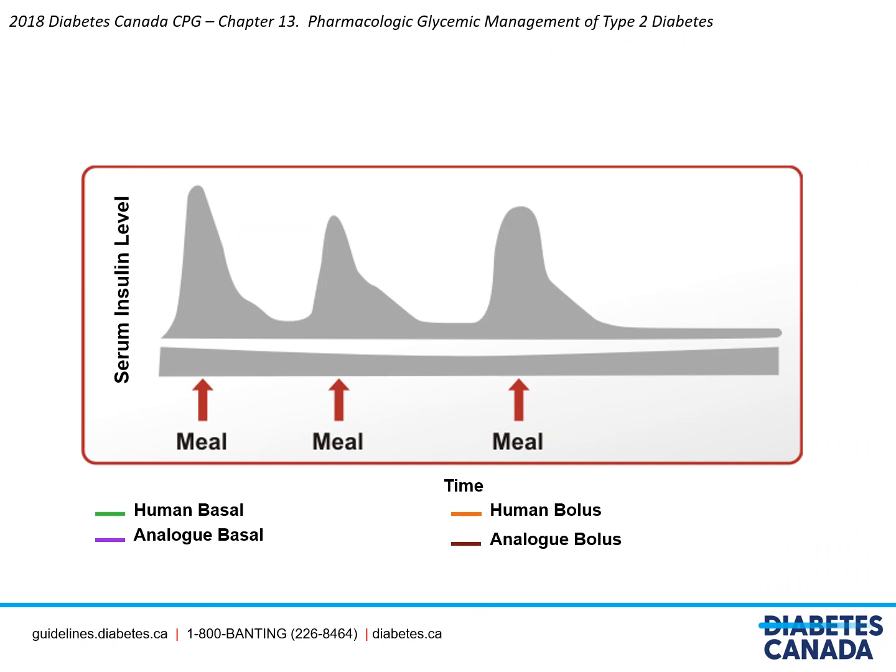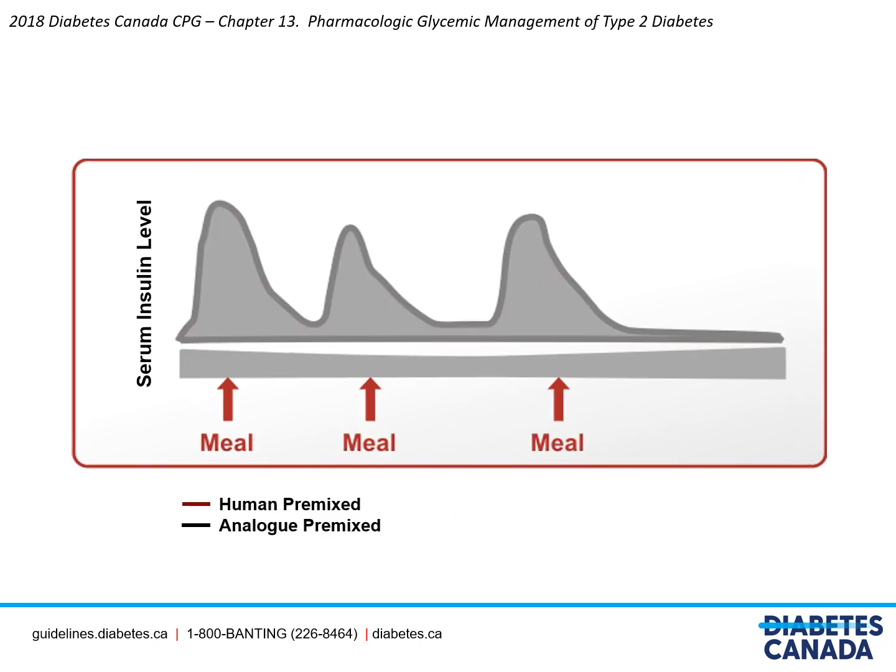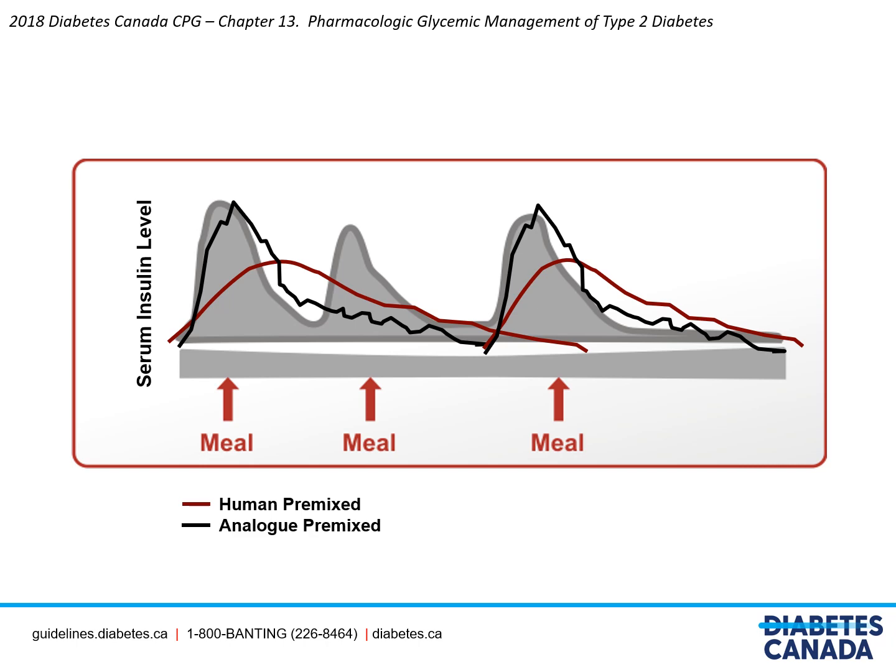Insulin treatment for type 2 diabetes includes human or intermediate-acting basal insulin and long-acting analog basal insulin, both of which may be given once or twice daily for basal glycemic control; and human or short-acting bolus insulin and rapid-acting analog bolus insulin, both of which are given at meal times for prandial glycemic control. Premixed insulin is also available, containing mixtures of human basal and bolus insulin or analog basal and bolus insulin.